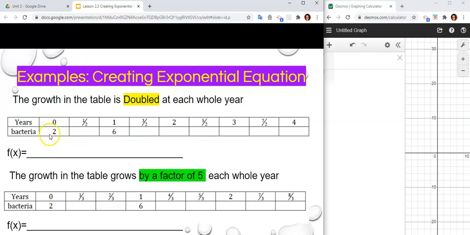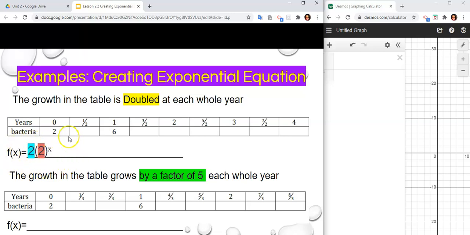So if I'm starting at 2 bacteria, which is my starting amount, and it's doubling each year, my equation is going to look like this. Because if we remember, this value in the blue, where I have this 2, this is always what we start with. So we started with 2 bacteria. This value here is how much we're increasing or decreasing. Okay, and you can see that it's being doubled each year. So this is what our equation would look like.